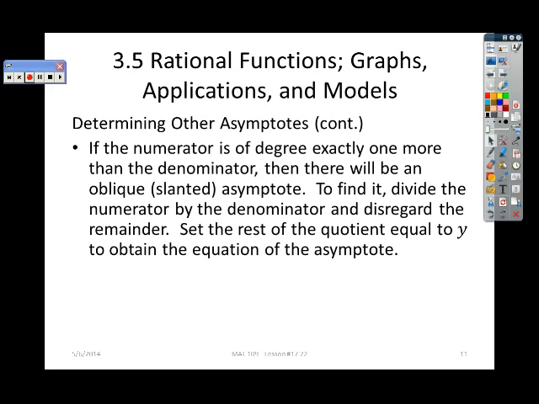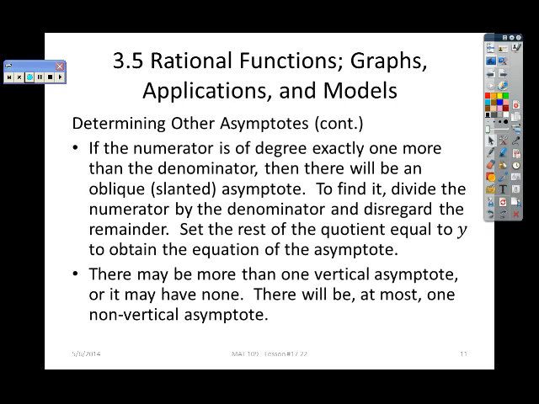But you actually perform the division, and that will give you a first order polynomial with a fraction remainder. Throw away the fraction, set that polynomial equal to y, and that's the equation of your oblique asymptote. You can have more than one vertical, you might not have any. But there's no limit on how many you can have. Anything that's not vertical, there's at most one.